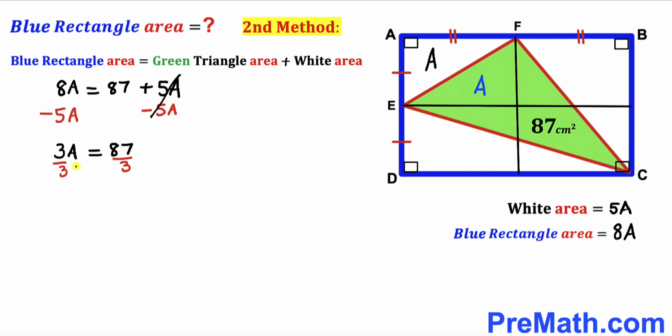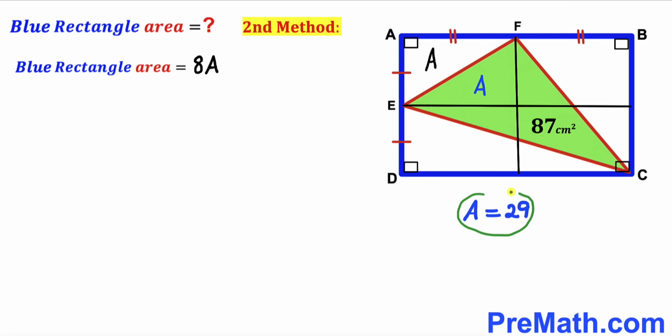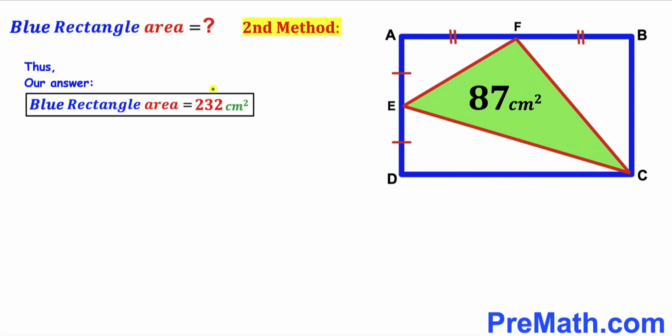Now we are going to divide each side by 3 to isolate A. This 3 and 3 is gone. So therefore uppercase A value turns out to be 29. And since our uppercase A value turns out to be 29 and we know our blue rectangle area is 8 times A, now I'm going to substitute this uppercase A value 29 over here. That is going to give us 232 centimeter square. So thus the area of this blue rectangle turns out to be 232 centimeter square by using the second method as well.